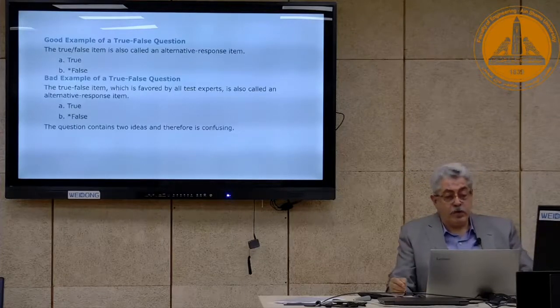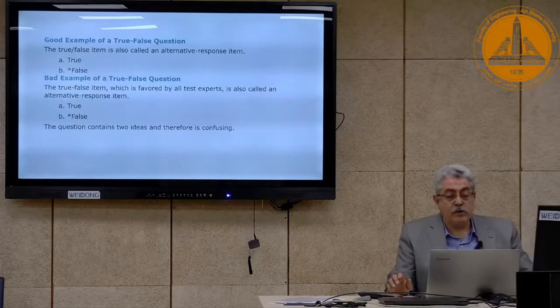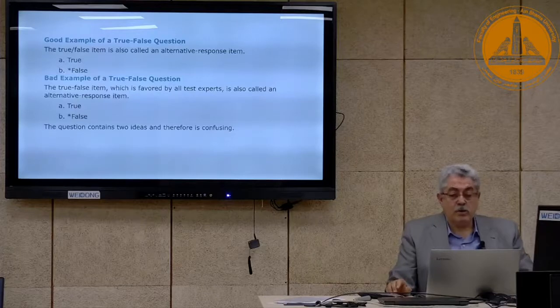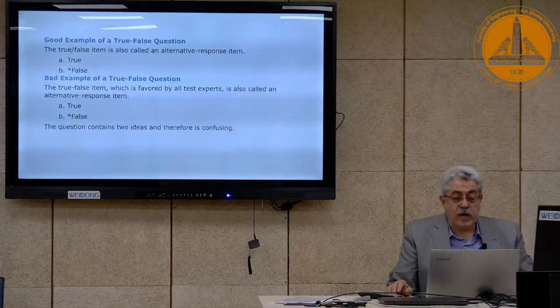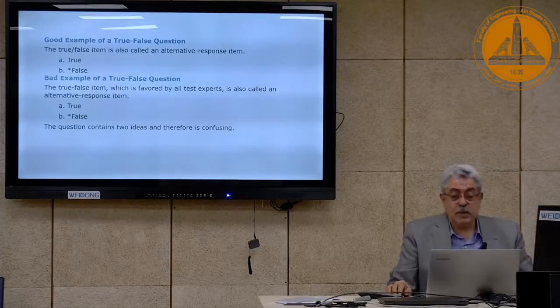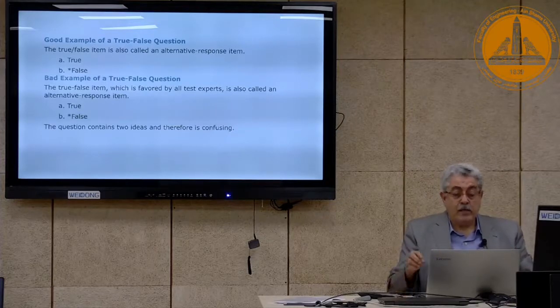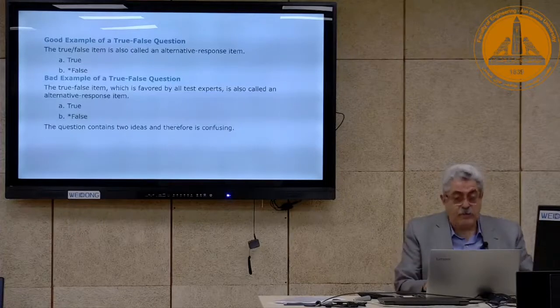Here we give a good example of a true-false question. The stem reads, the true-false item is also called an alternative response item. The answer is false. A bad example of a true-false question is, the true-false item, which is favored by all test experts, is also called an alternative response item. The answer is false, but the main error is that the question contains 2 ideas and therefore is confusing.